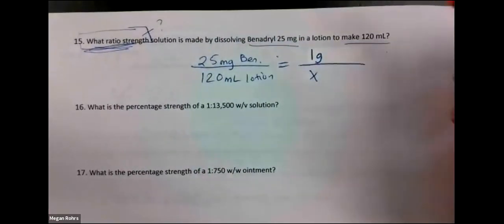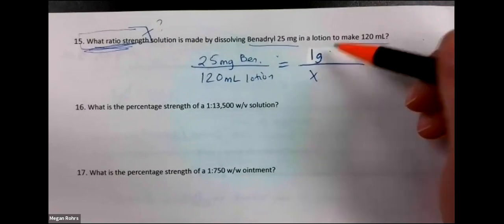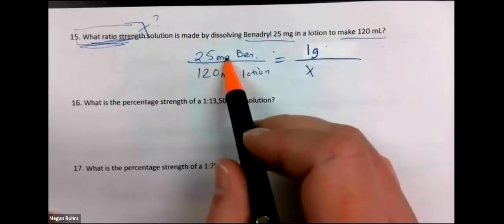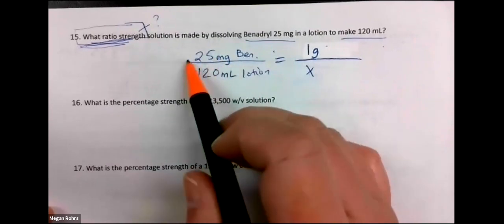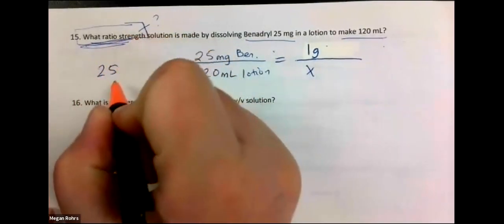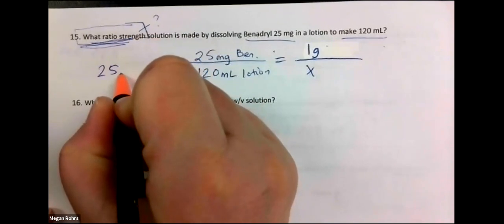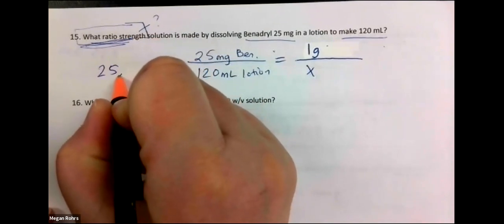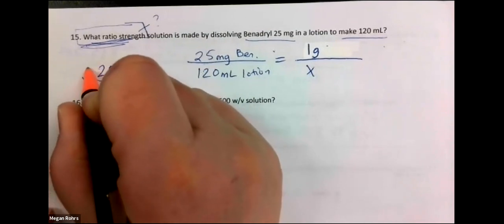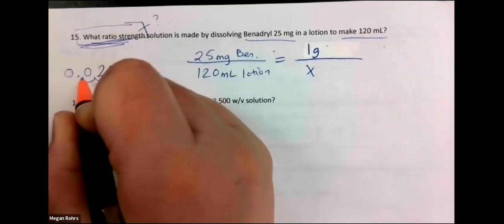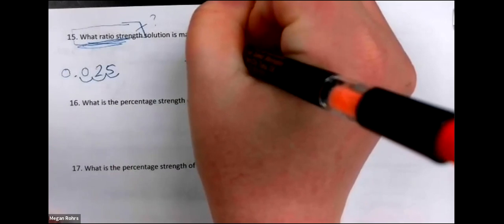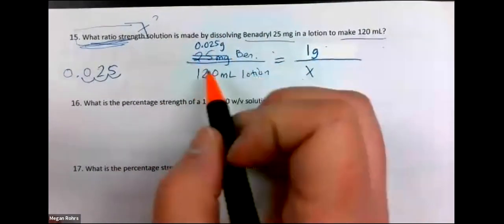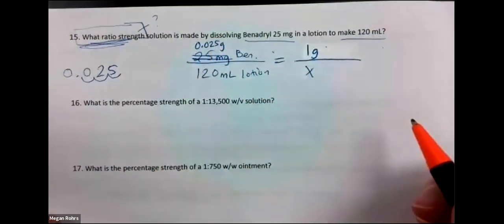Okay, so since we know that this has to be in grams, we're going to need to convert our milligrams here into grams. So when we're going from milligrams to grams, our decimal would be behind the whole number here. So we're going to go 3 places to the left. So this would become 0.025 grams. So I'm going to cross that out and just replace that. All we did was convert our milligrams into grams.